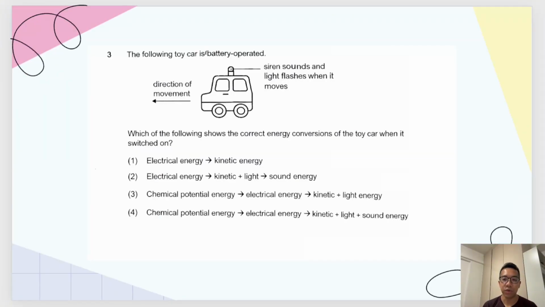Our first question, question 3, is asking about a car that is battery operated. Before we begin, we need to figure out what this question is really asking. So this question is really asking about the energy conversions, as stated in the question, from its input to its output. So the input itself is the battery because this car is battery operated. The only options that you have are either electrical energy or chemical potential energy.